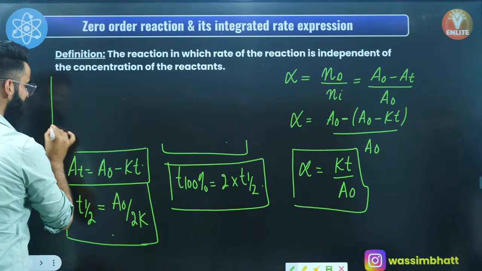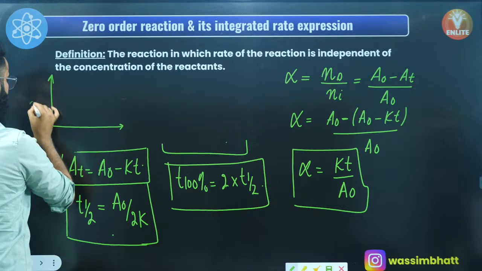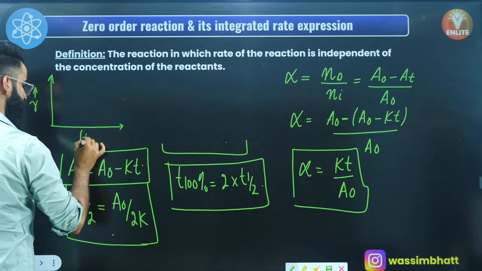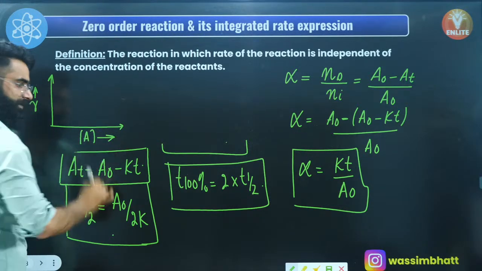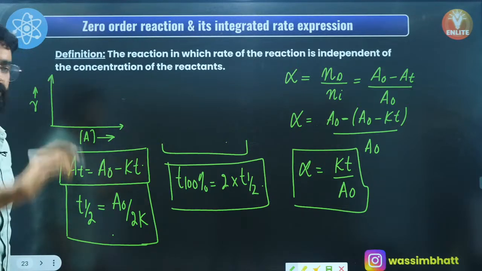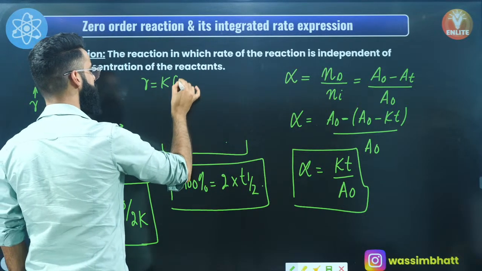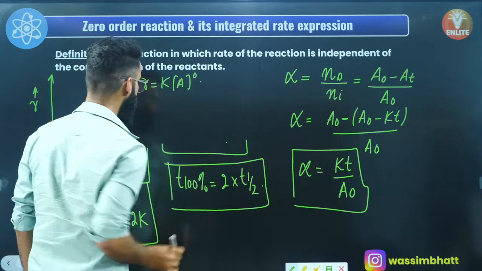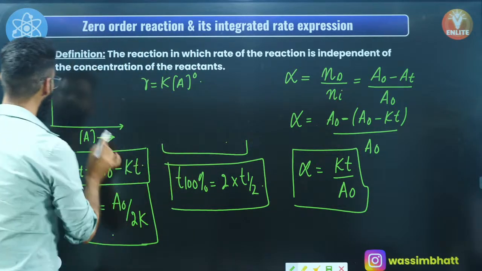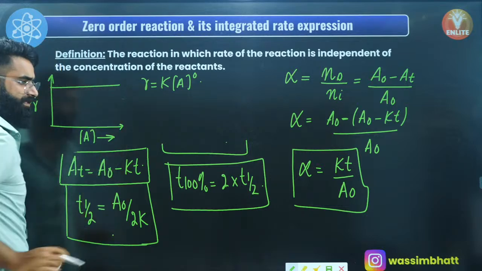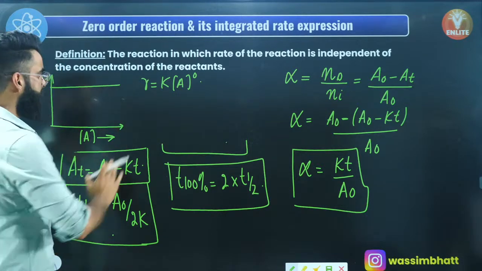First thing, I'll be plotting a curve between rate of reaction versus concentration of reactant. Well, for the zero order reaction, how do I write the rate law? Rate of the reaction is equal to rate constant multiplied by concentration of A raised to the power 0. So rate of reaction is independent of concentration of reactant. This is valid for the zero order reaction. Number one, the first curve, right?